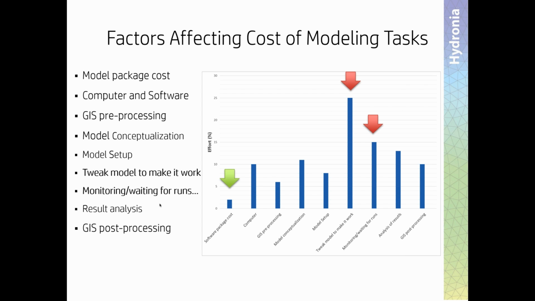So the model stability and how the model performs, and how quickly you make it work, and the monitoring and waiting for runs, the speed of the model, play the biggest role in affecting the total cost of modeling.